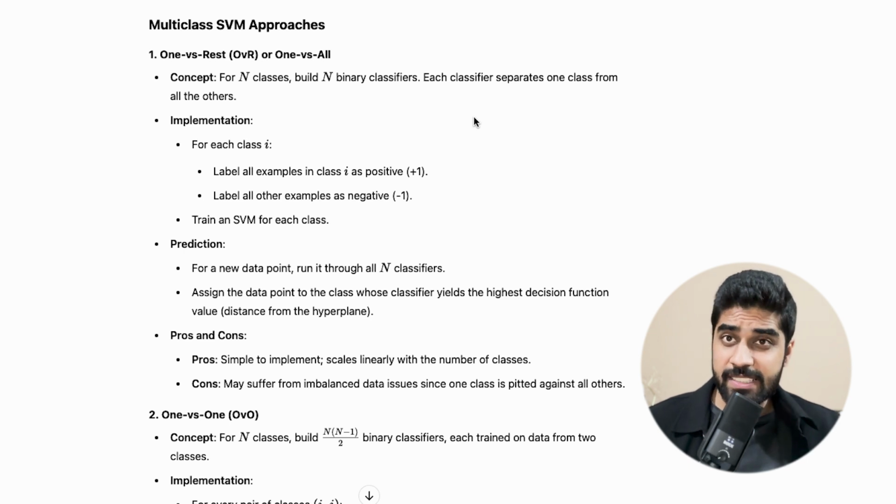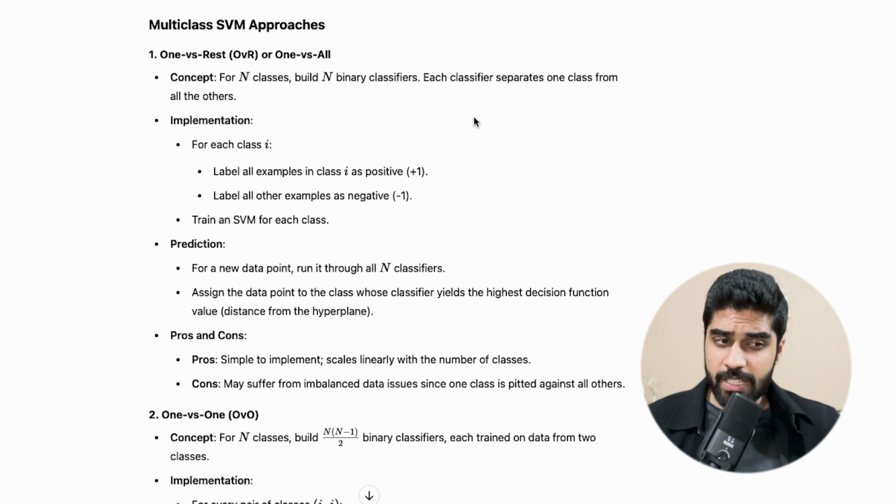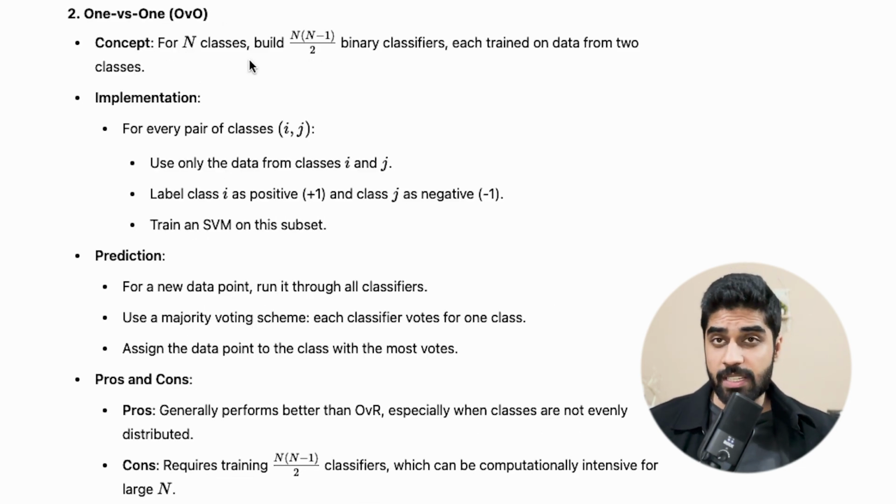But let's see if we can extend this to multiple classes. Now, what happens when we extend the concept of decision boundaries to multiple classes? This is where the OVO, one versus one, and OVR, one versus rest, approaches come into play. In OVO, let's say we have n classes. We pick two classes out of it, so we have nC2 combinations. And for each of those combinations, we build a classifier. So in total, we have n(n-1)/2 classifiers, each trained on data from two classes.